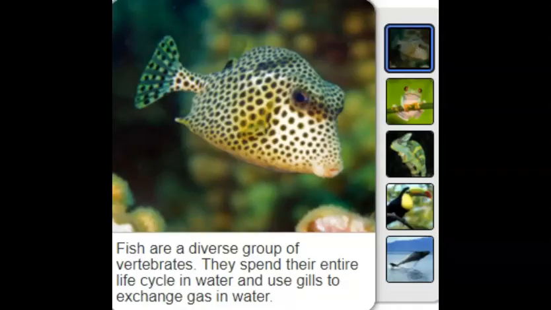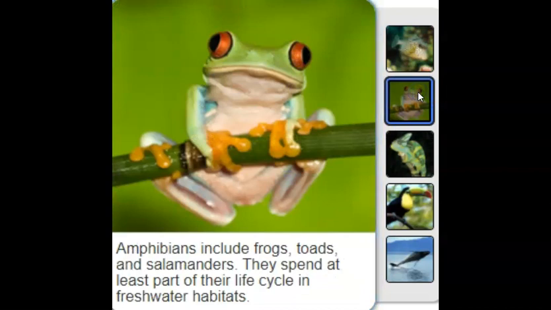And I'm still in your course, lesson 307, page 12. You can see here we've got a bunch of different chordates, phylum Chordata. These right here, you've got a fish. Fish are a diverse group of vertebrates. They spend their entire life cycle in water and use gills to exchange gas in water. Amphibians, including frogs, toads, and salamanders, spend at least part of their life cycle in freshwater habitats.